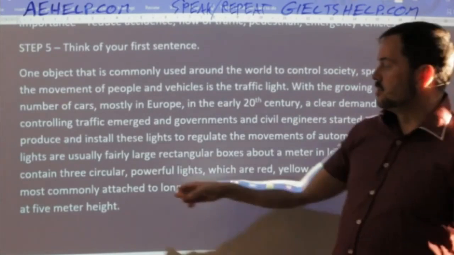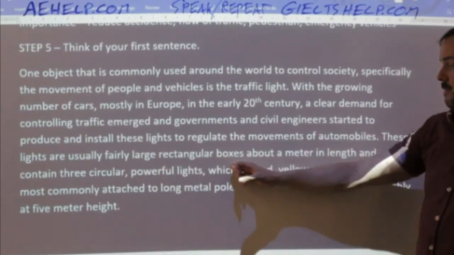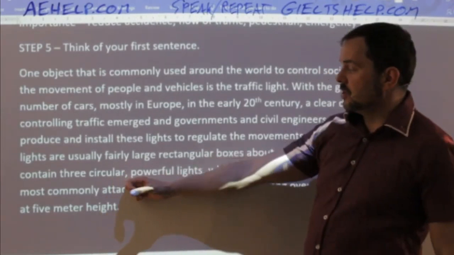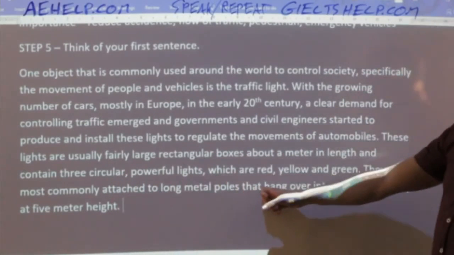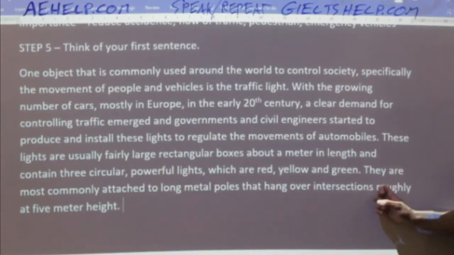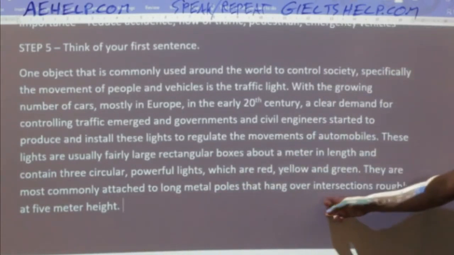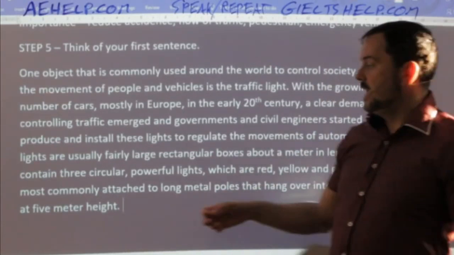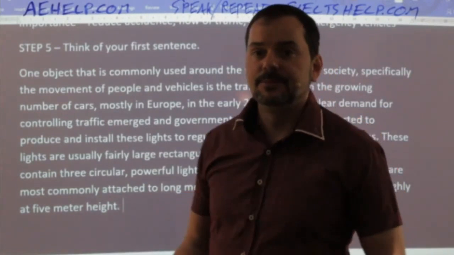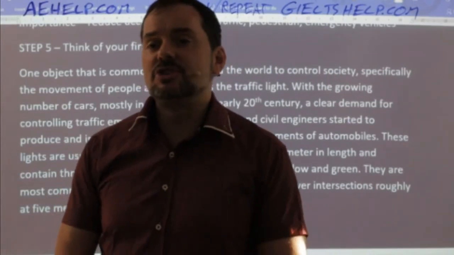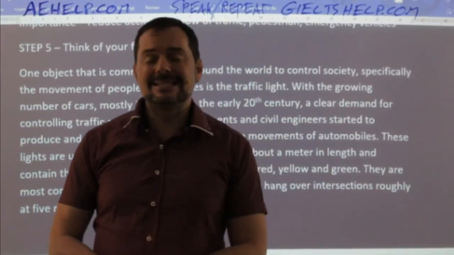These lights are usually fairly large rectangular boxes about a meter in length and contain three circular, powerful lights, which are red, yellow, and green. They are most commonly attached to long metal poles that hang over intersections roughly at 5 meter height. Okay, so now we can visualize this object, this traffic light. And yes, this is what you have to do.